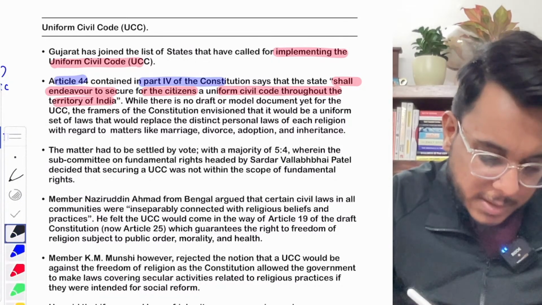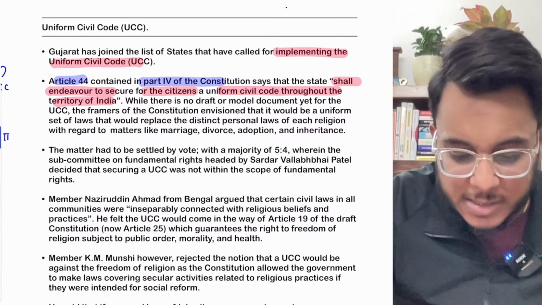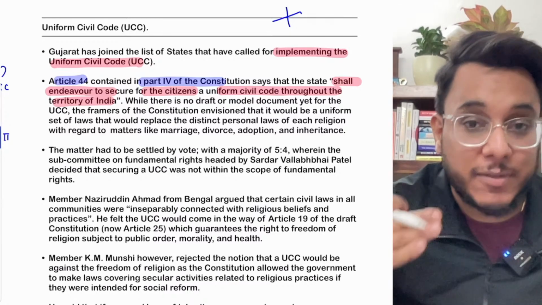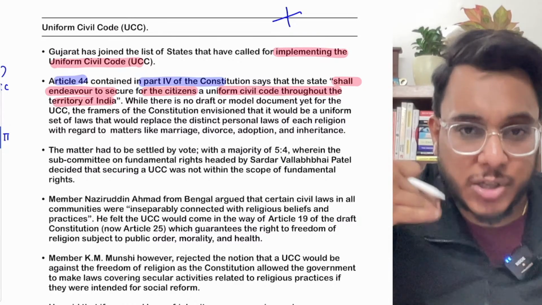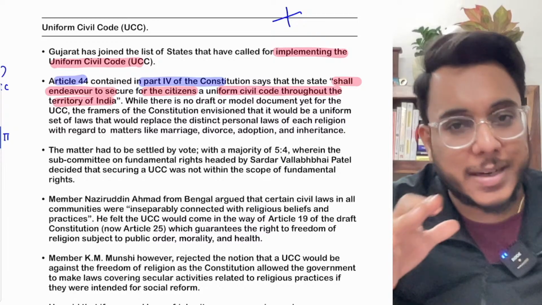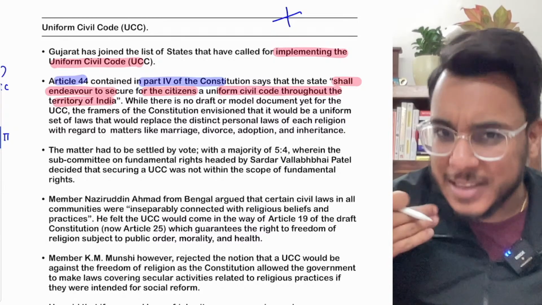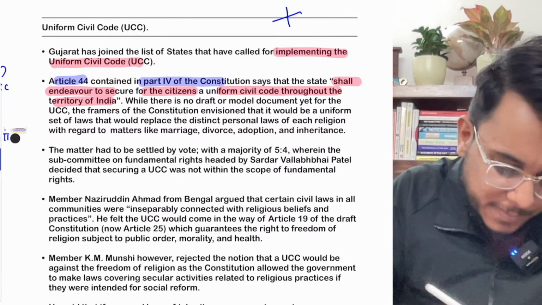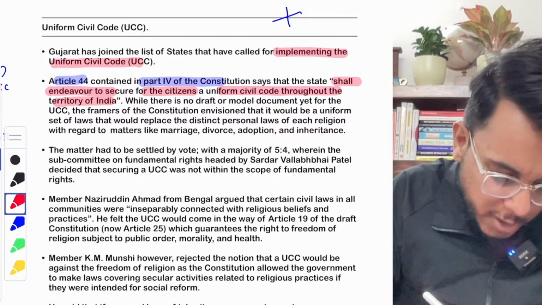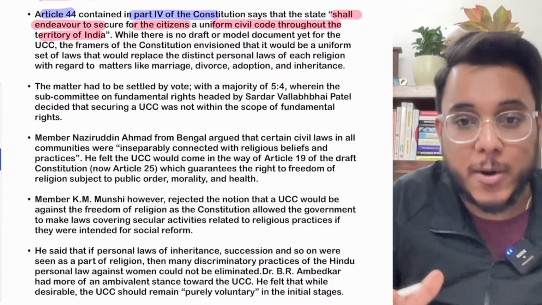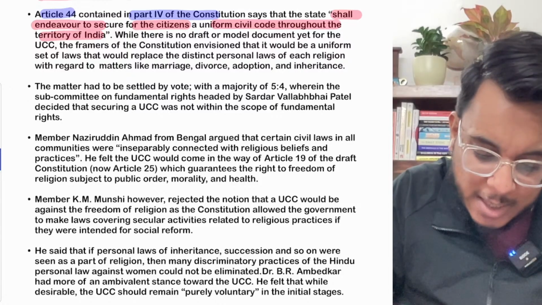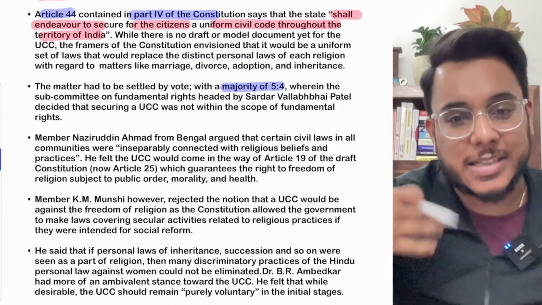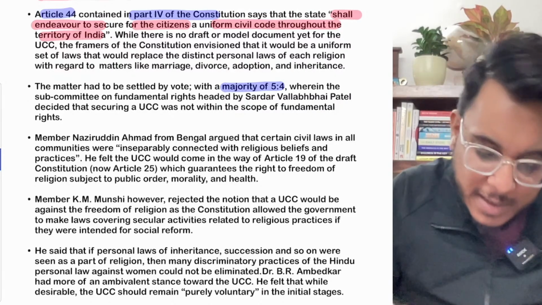Now, the question comes: why did the UCC not get implemented in India? It is because there were a lot of divisions in the Constituent Assembly, which was drafting the constitution, on this matter. A lot of difference of opinion was there, on whether we should have a uniform civil code or not. Actually, guys, this matter was also voted on in the Constituent Assembly, and the house was divided 5:4. Thus the UCC did not get implemented. Fine.